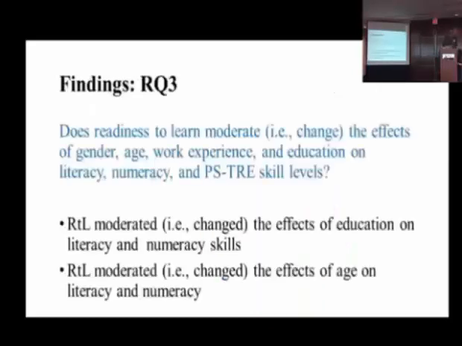And then the third research question was how does readiness to learn moderate, or change, the effects of gender, age, work experience, and education on those three outcomes? We found that readiness to learn did significantly moderate the effects of education on literacy and numeracy skills, and it also moderated the effects of age on both literacy and numeracy.